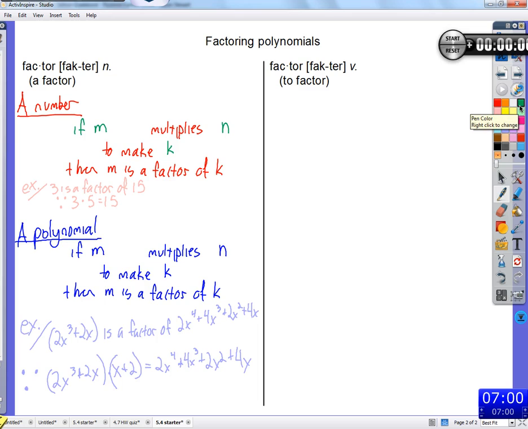Okay, so to factor, right? The verb form, like Amy asked, what's the verb form? The noun and the verb. So we just talked about the noun, so now the verb form. There's actually to factor a number, to factor a polynomial. It means that you're going to do something. So a number, what does it mean to factor a number? You got a number, you're going to factor it. What does it mean you're going to do?